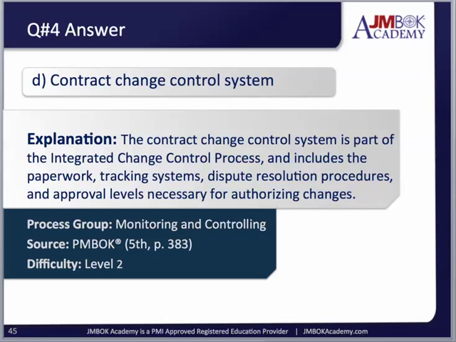This is monitoring and controlling, page 383, level 2, because actually this almost borders on level 3 because it is a little difficult. You have to think beyond the change control board, and you have to understand the definition of a vendor, so it's one of those tough ones. But if you can think through it and understand what the question is asking, you'll be okay.